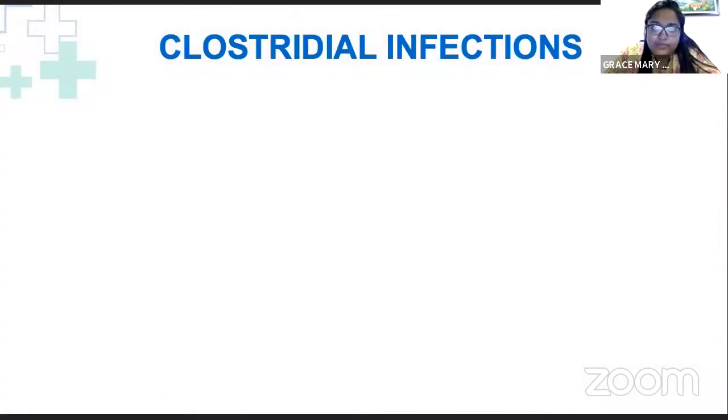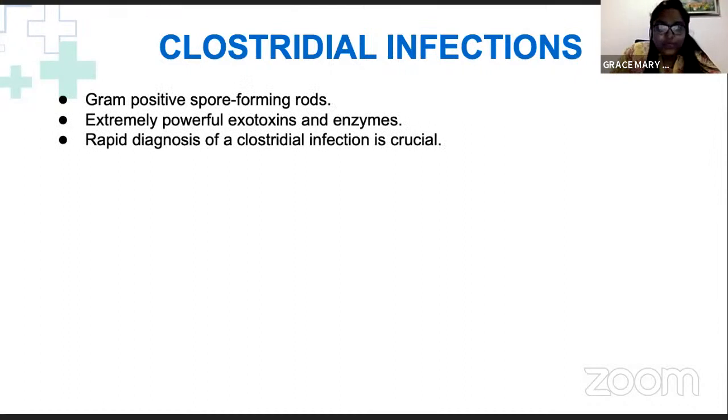Now, coming to Clostridial infections, like I told you, these are gram-positive bacilli. The gram-positive cocci are our Streptococcus, Staphylococcus, and Enterococcus. These are gram-positive rods, and they have extremely powerful toxins and extremely powerful enzymes. If there is a Clostridium infection, it's very crucial that you identify it at the earliest. Otherwise, it could turn out to be a fatal infection.